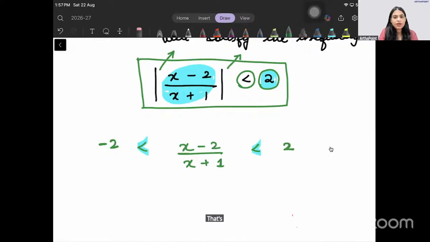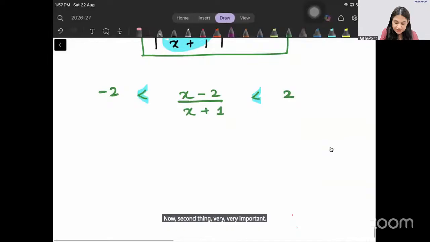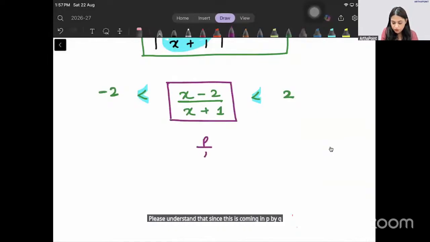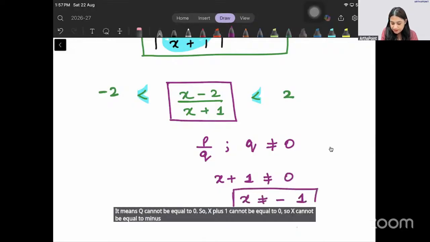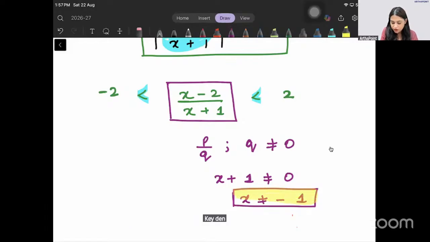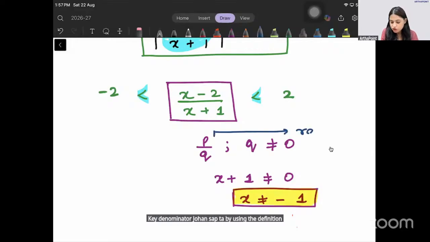That's the first thing. Now, second thing, very, very important. Please understand that since this is in p by q form, it means q cannot be equal to 0. So x + 1 cannot be equal to 0. So x cannot be equal to -1. This is the second thing that we have got from here: the denominator cannot be 0, by using the definition of a rational number.